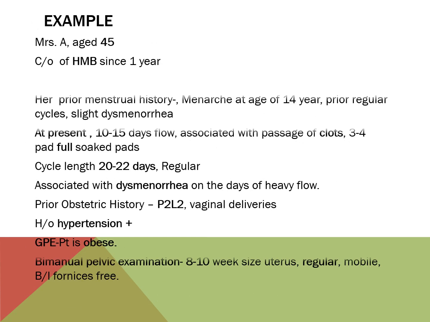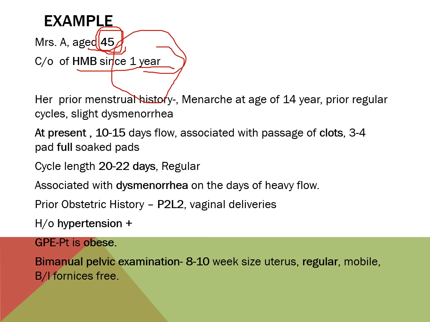Let's take an example. I have a patient, Mrs. A. She is aged 45 years and has a complaint of heavy menstrual bleed. She is somewhat perimenopausal in age and has had heavy menstrual bleed for 1 year. See, this is quite troublesome for her because she has had it for 1 year.